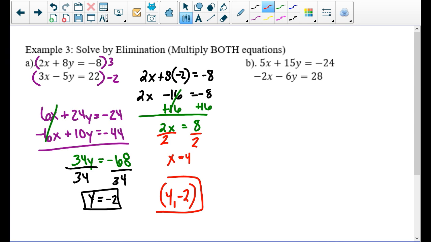Again, the biggest thing when you're writing this point, make sure x comes first, then y when you're writing these up. Not the one you found first and then the one you found second. X comes first, then y. So take a minute, solve letter B, check your work with the video.